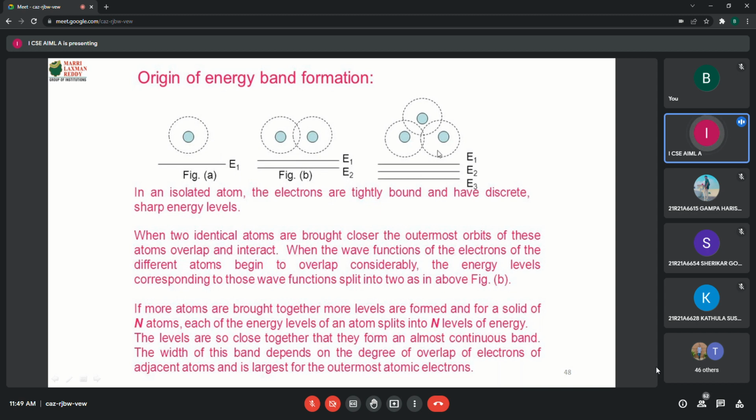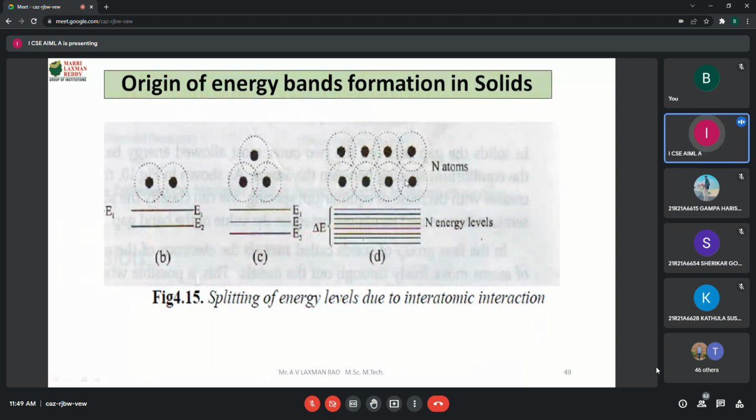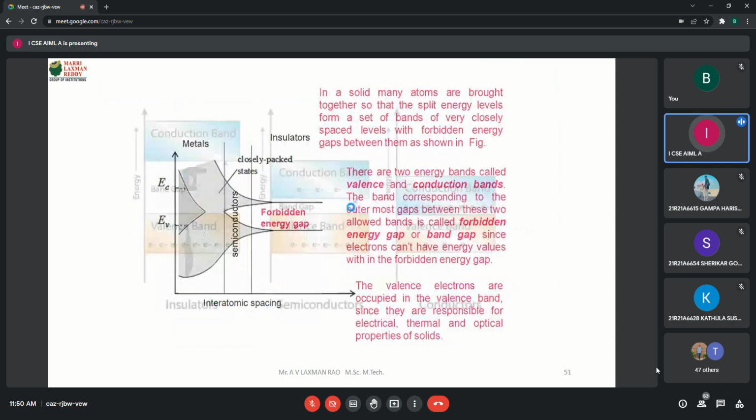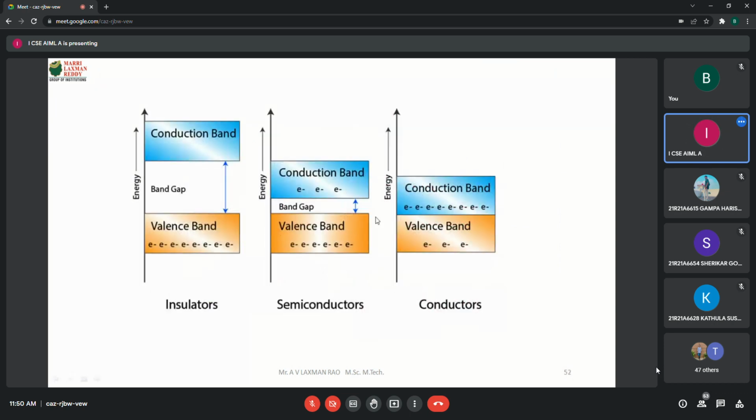If three atoms are taken, then three closest energy levels can be seen. If n number of atoms are taken, then n number of energy levels can be expected, very closely arranged. It looks like a single energy level, hence it is called a band: very closely packed energy levels. So this is also an important thing.